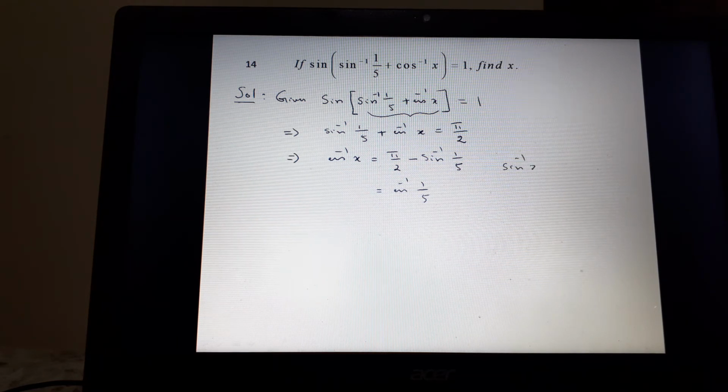Sine inverse x plus cos inverse x is pi by 2. Actually here only we can say sine inverse x plus cos inverse x must be pi by 2. Whatever is here, that should be here whenever it is pi by 2. So definitely you can say x equals 1 by 5. But you can also write one more step, this equal to this one, then use this formula. So this implies x equals 1 by 5. So this is the answer.